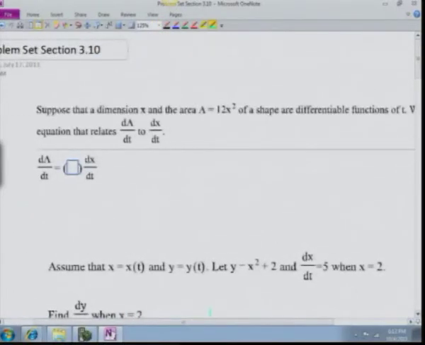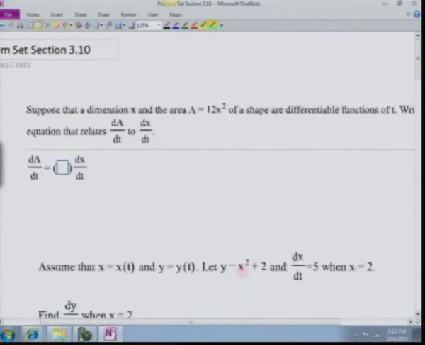All right. Suppose that a dimension x and the area A equals 12x squared of a shape, we don't know what that shape is, are differentiable functions of t. Write an equation that relates dA dt to dx dt. So, that might sound a little confusing. Let's take this equation and take the derivative of the whole equation.